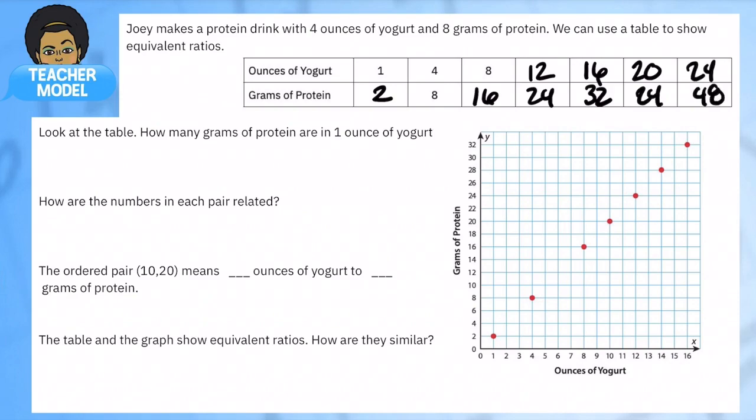And just looking at our table point here, when we have 1 gram of protein, how much yogurt do we have? How many grams of protein are in 1 gram of yogurt? That means just look here. So when we have 1 in the yogurt, we have 2 proteins. So 2 grams of protein. So we just find that information on the table.